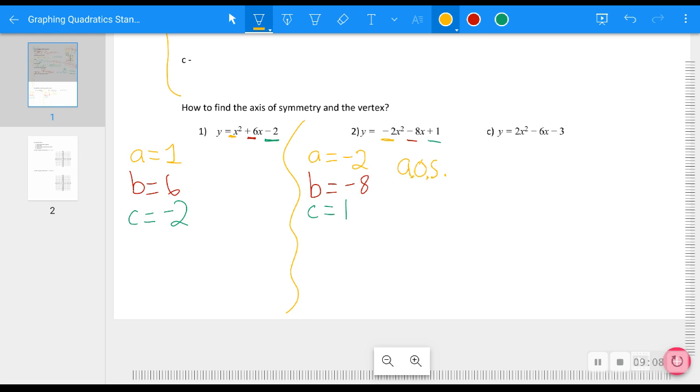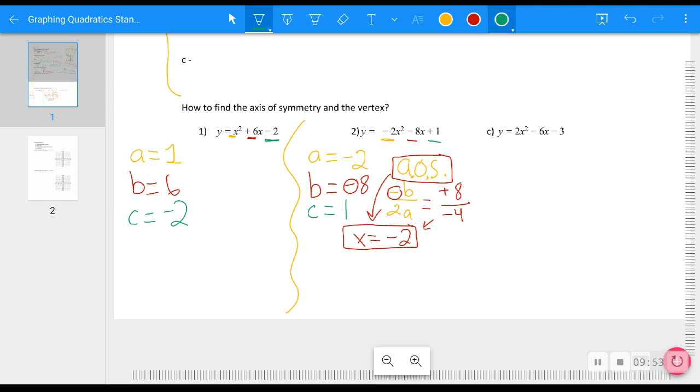So that's always going to be -b over 2a. So if we take our b and our a that we found, that's going to be +8 because we have a negative and a negative, which is going to give us a positive, over 2 times -2, which will give us -4. And that equals -2. And remember, we have to write that as an x equals equation because that's the equation of a vertical line. So that's our axis of symmetry.